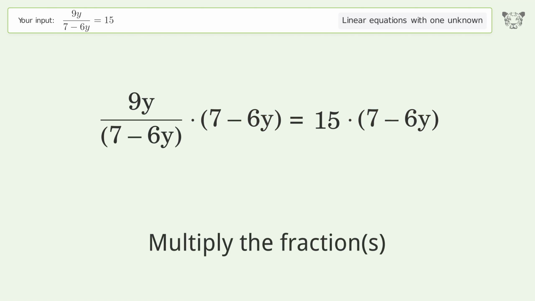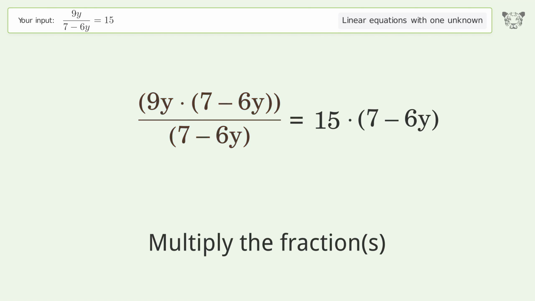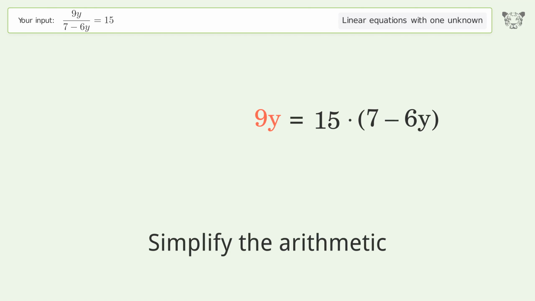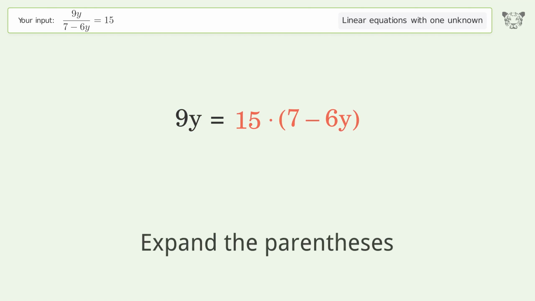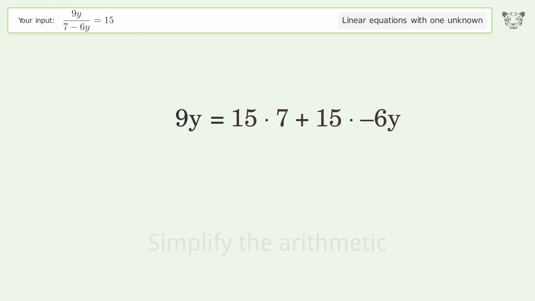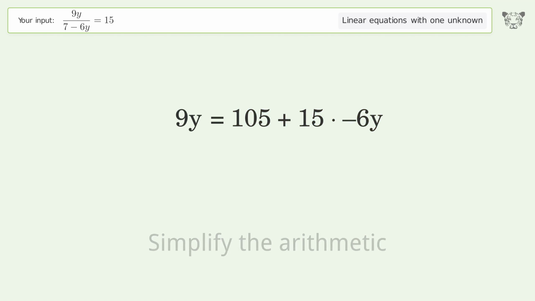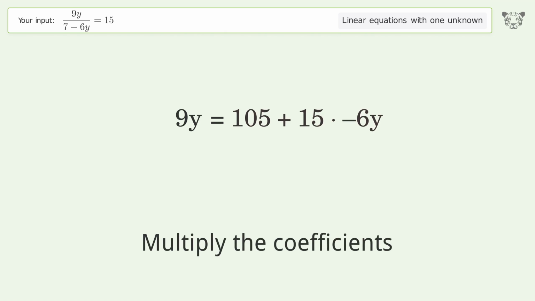Multiply the fractions. Simplify the arithmetic. Expand the parentheses. Simplify the arithmetic. Multiply the coefficients.